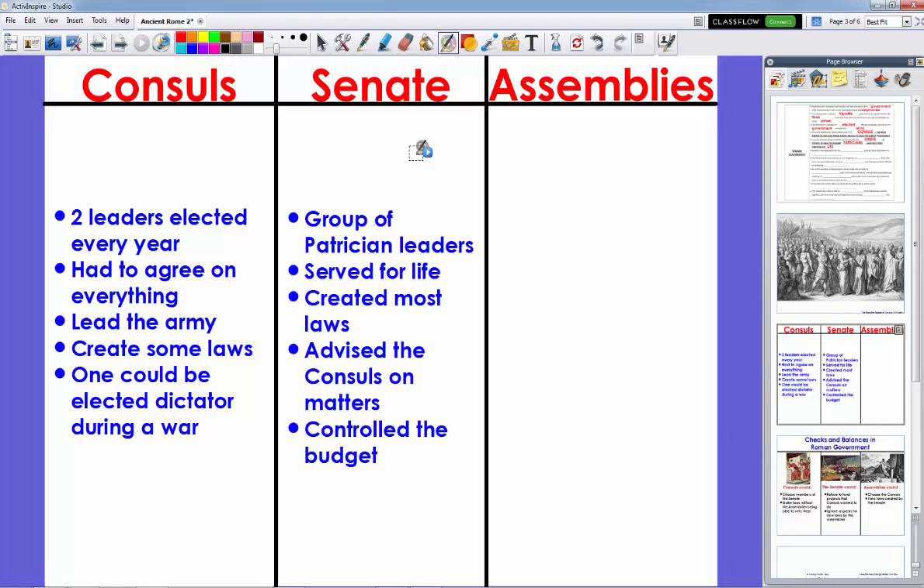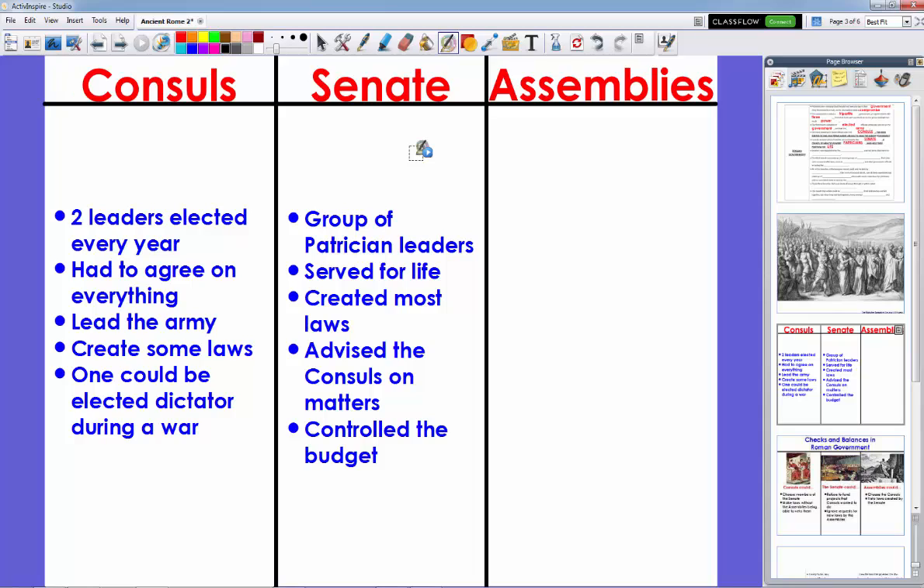The Senate were a group of patrician leaders. They served for life. Their job was they created most of the laws for the Roman people. They made the decisions, they debated on it, and they would pass the laws. They advised the consuls on matters, so the consuls would be like, well, do we need a new forum for us to watch gladiators fight? Well, we want to do that. Well, the Senate would debate on it and they would give their opinion about it.